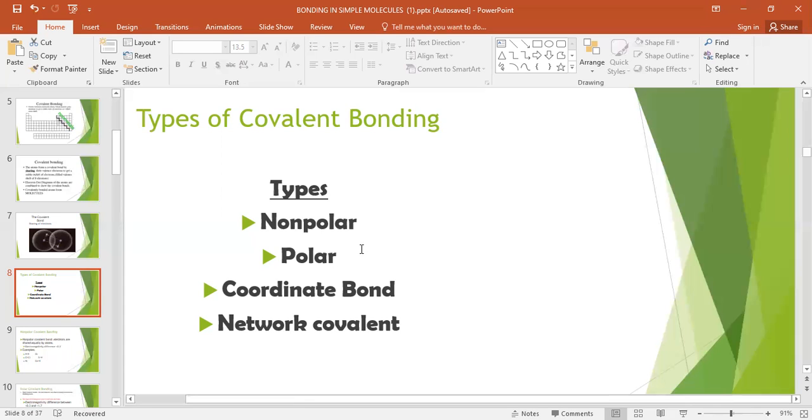One, this one. 3, 4, 5, 2 to 4, 6 and 1, 7. Clear now? Yes. So here hydrogen is going to share 1 electron, but chlorine shares 7 electrons. So what do you think? Equal or unequal? Unequal sharing of electrons.